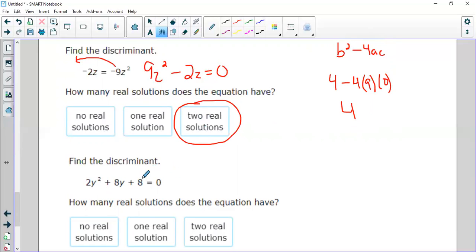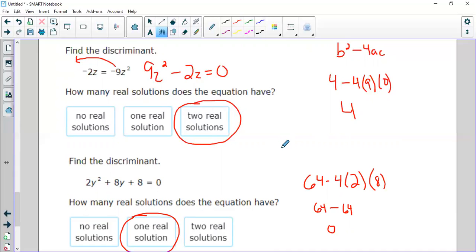2y squared plus 8y plus 8 equals 0. So if I do b squared, that's this 8 squared, is 64 minus 4 times a, which is 2, times c, which is this 8. So let's see, 64 minus 4 times 2 is 8. 8 times 8 is 64. My discriminant is 0. And since my discriminant is 0, that's going to get me exactly 1 real solution.